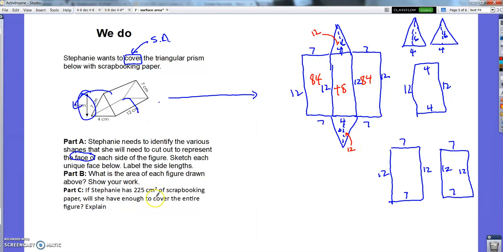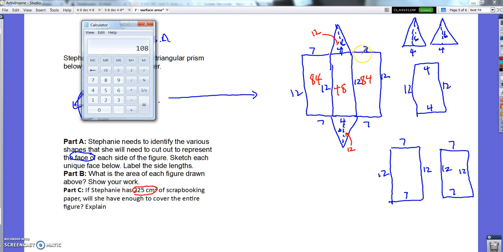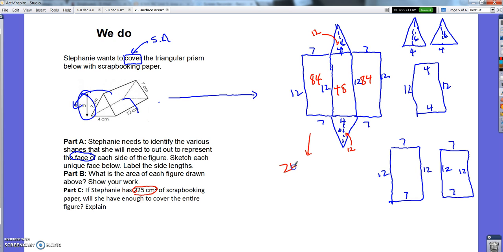And so the last question here is, if Stephanie has this much scrapbooking paper, does she have enough to cover her entire little figure? And so we have to see. So we would need how much here? 84 plus 84 plus 48 plus 12 plus 12. So it looks like the surface area of our figure was 240 square centimeters. Sorry, I said cubic, square centimeters. And she only has 225, so she does not have enough.